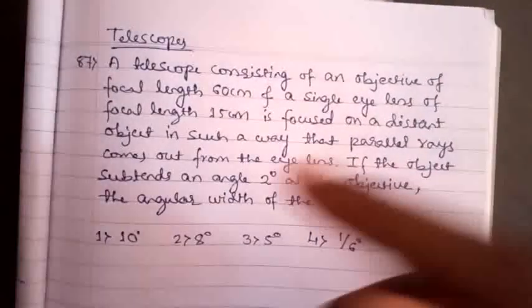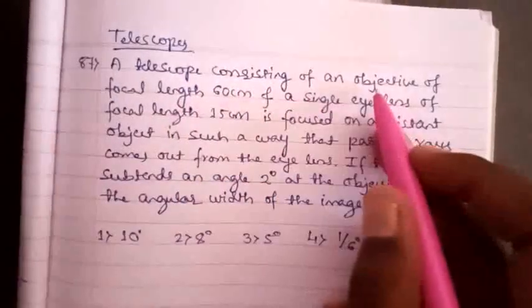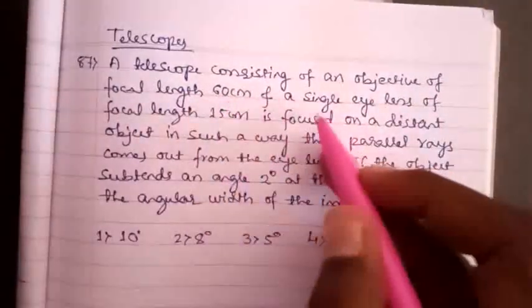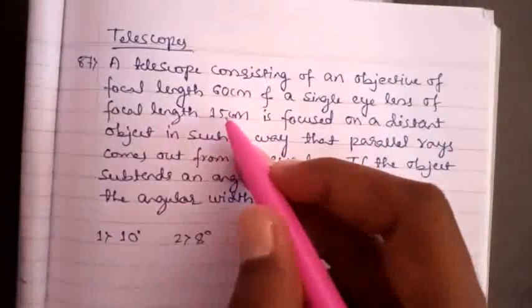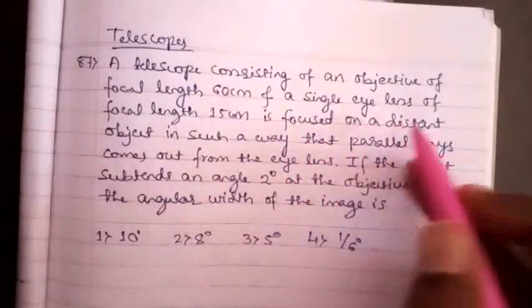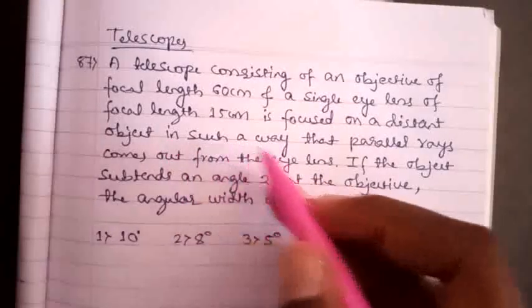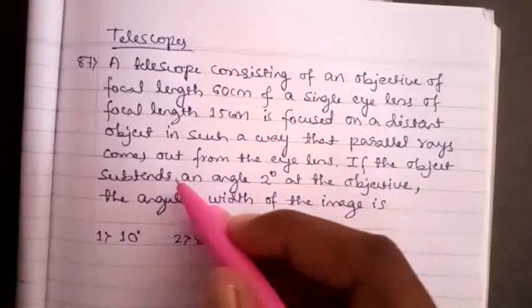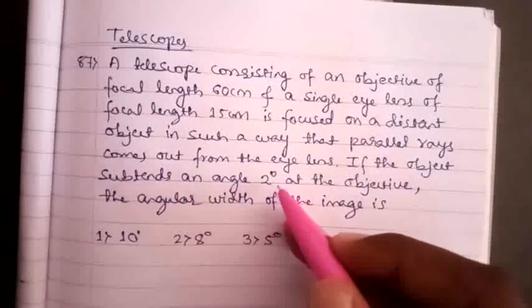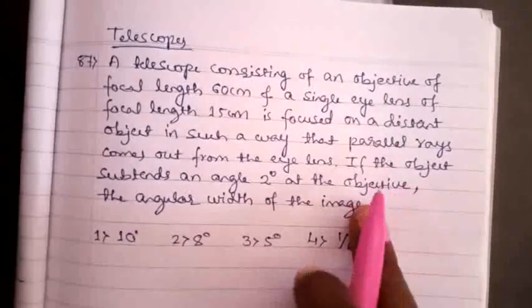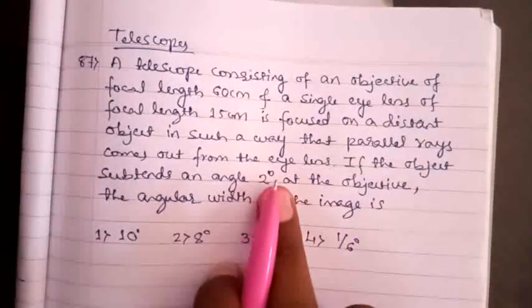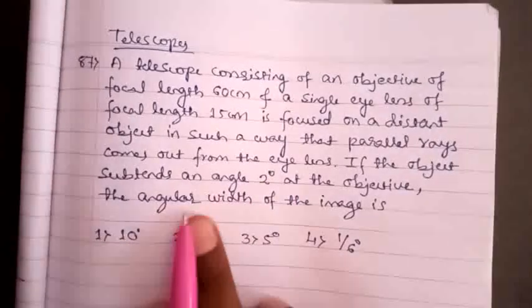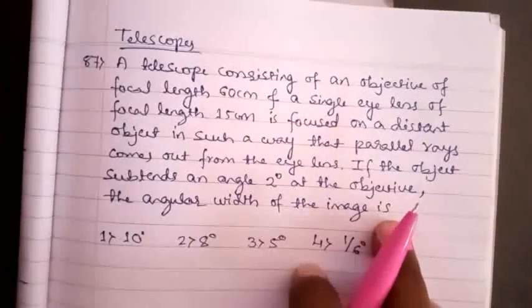Next we are going to discuss question number 87. What is question number 87 here? A telescope consisting of an objective of focal length 60 cm and a single eye lens of focal length 15 cm is focused on a distant object in such a way that parallel rays come out from the eye lens. If the object subtends an angle of 2 degrees at the objective, so the angle subtended by the object is 2 degrees, then the angular width of the image is, meaning we have to find beta.